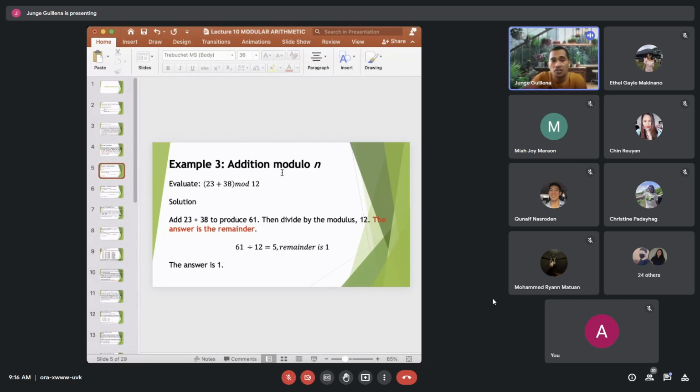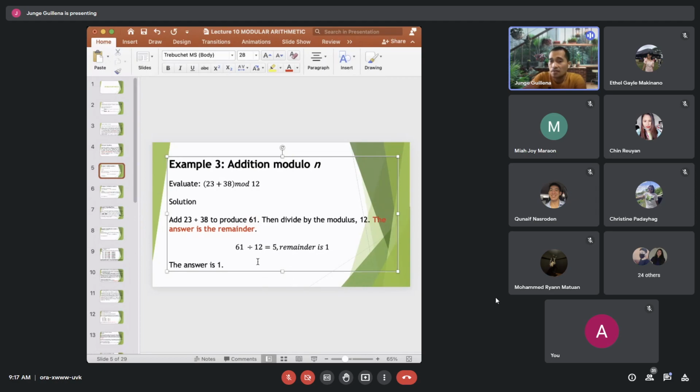Let us start with addition modulo n. So you are asked to evaluate 23 plus 38 modulo 12. So your n here, the modulus, is 12. So first you have to add these two addends, 23 plus 38. So 23 plus 38 is equal to 61. Then you divide that by 12, the modulus. And again, the answer is the remainder.